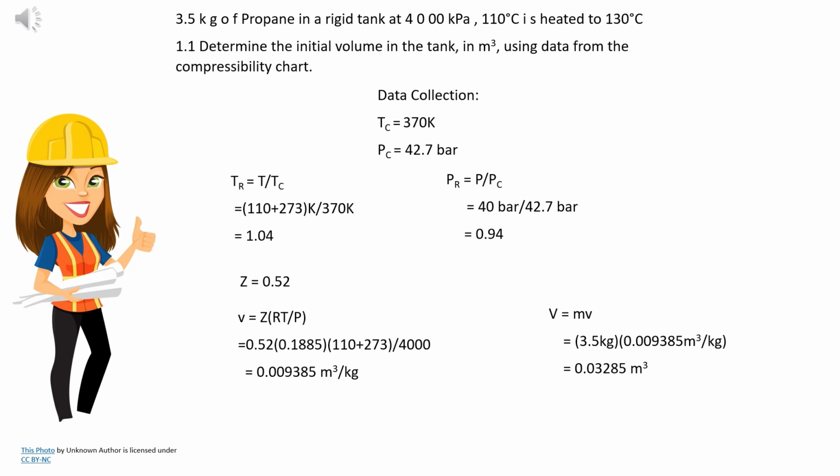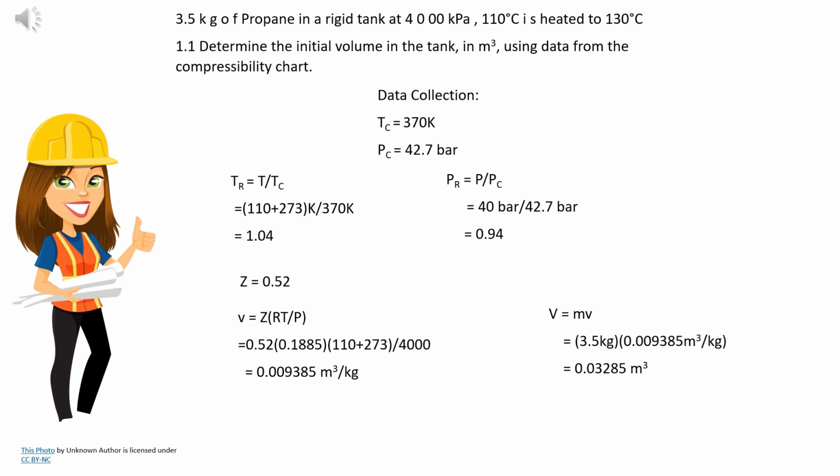From there, we read our gas compressibility factor to be 0.52. Going on from there, we substitute it in our equation for calculating the gas compressibility factor, and we find our specific volume as that. We further substitute it into our equation: volume of a substance equals the mass of the substance times the specific volume of the substance, and we find our volume to be that.